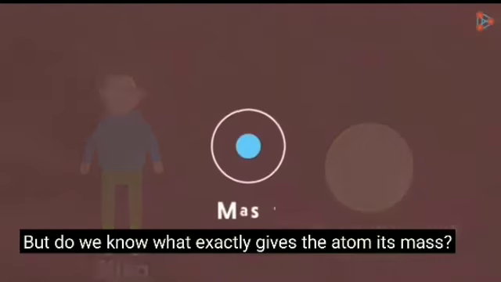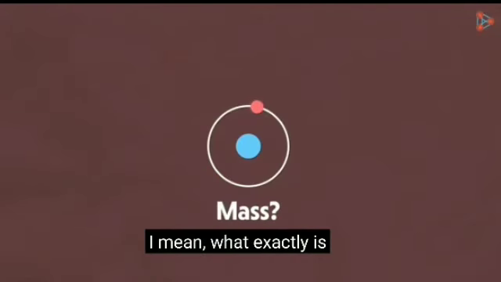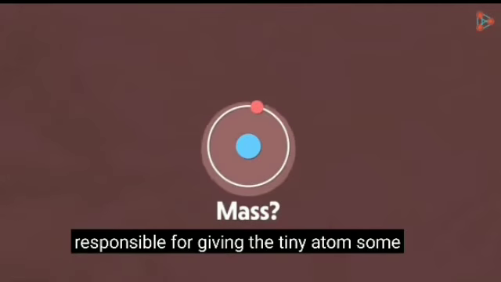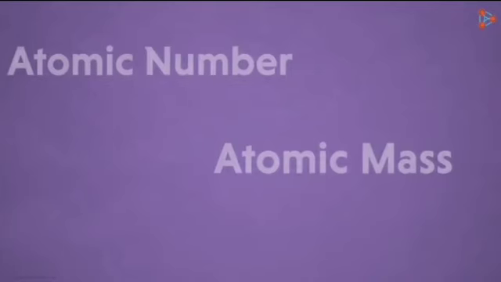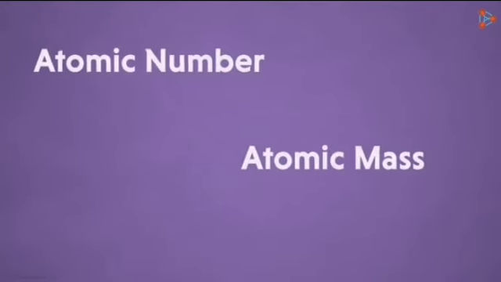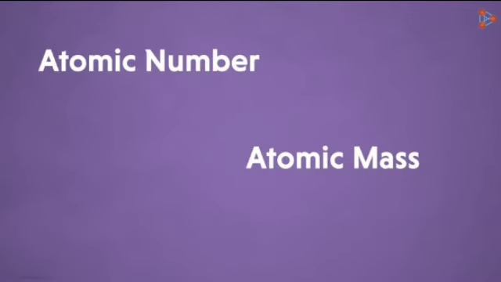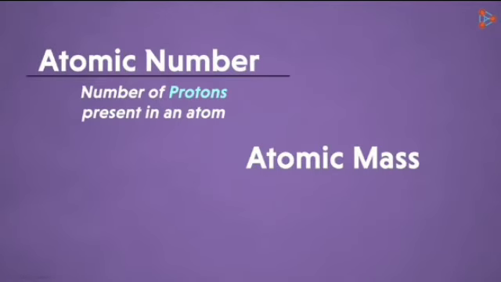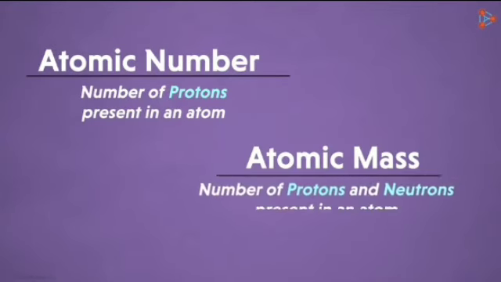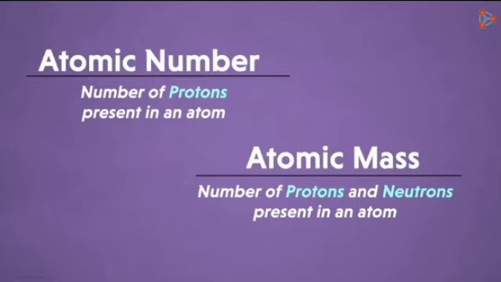But do we know what exactly gives the atom its mass? I mean, what exactly is responsible for giving a tiny atom its mass? We have discussed atomic number and atomic mass. Let's come to isobars and isotopes. That is, atomic number gives you the idea about the number of protons present in an atom, and atomic mass gives you the idea about the number of protons and neutrons present in an atom. Right? You have studied this.